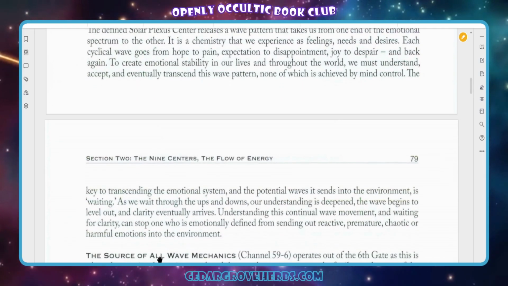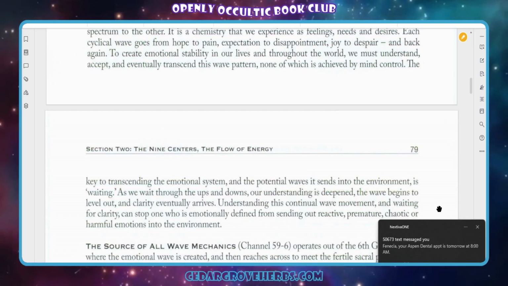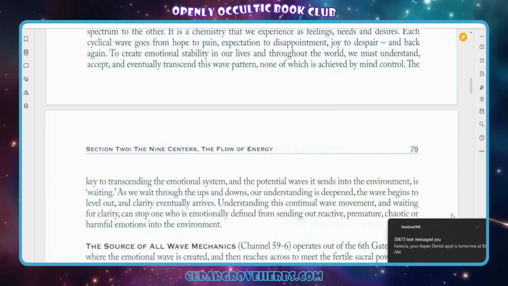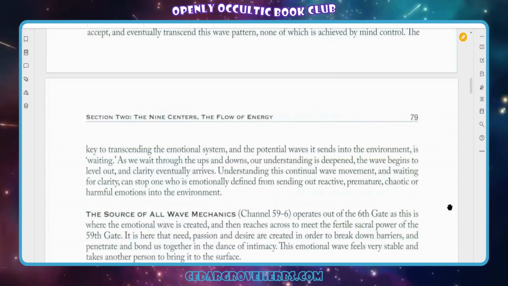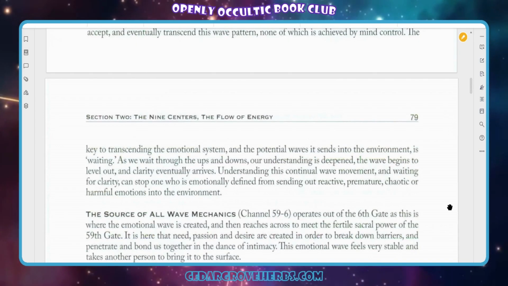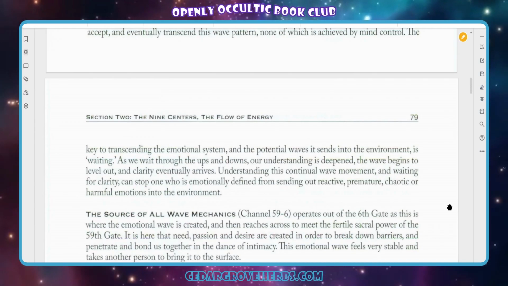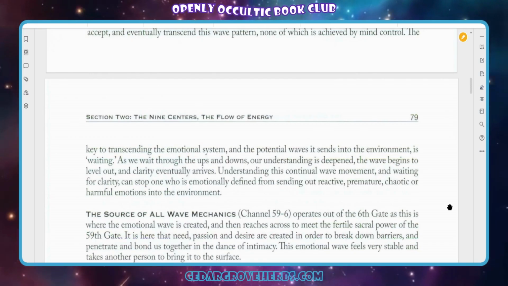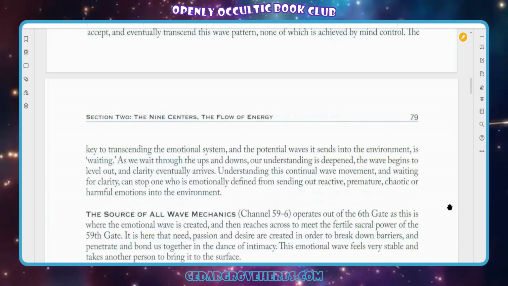The key to transcending the emotional system and the potential waves that it sends into the environment is waiting. As we wade through the ups and downs, our understanding is deepened. The wave begins to level out, and clarity eventually arrives. Understanding this continual wave movement and waiting for clarity can stop one who is emotionally defined from sending out reactive, premature, chaotic, or harmful emotions into the environment.